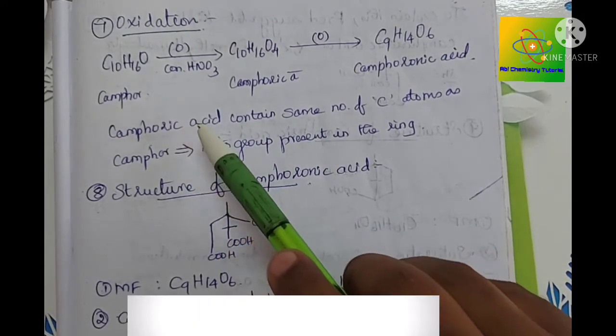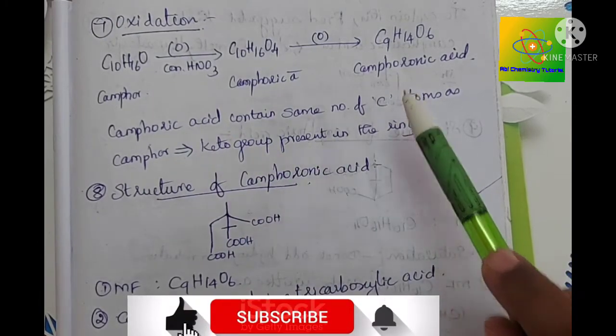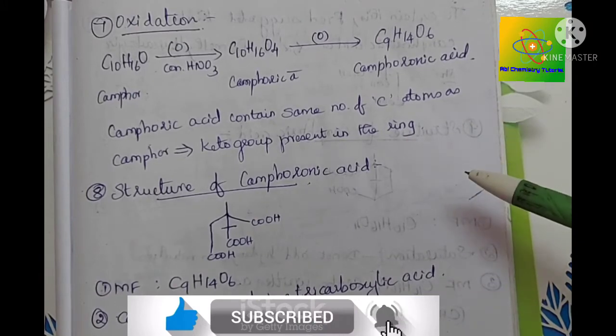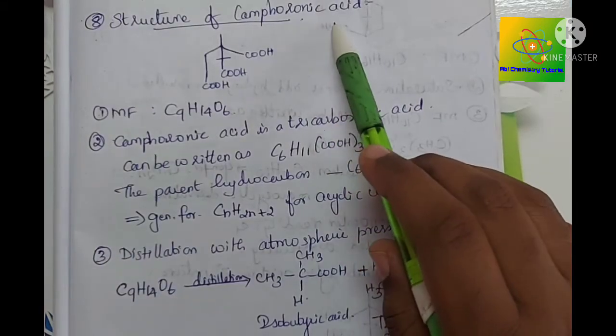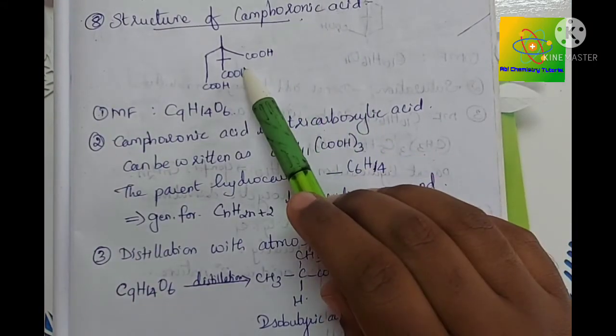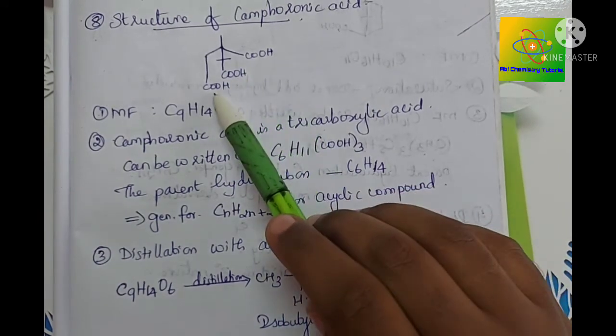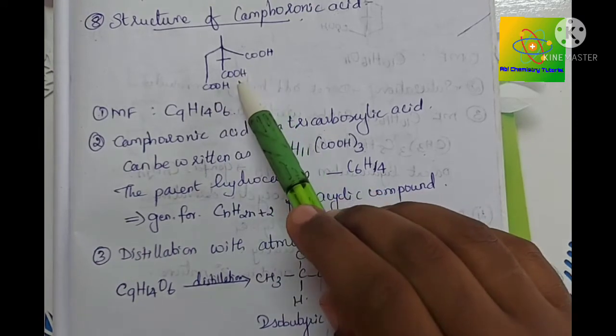So first we are going to learn the structure of camphoronic acid. We are going to elucidate the structure of camphoronic acid. This is the structure of camphoronic acid. It is a tricarboxylic acid, as you can see from the structure.